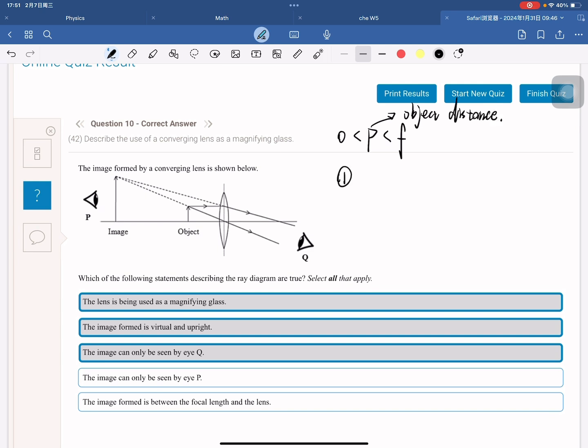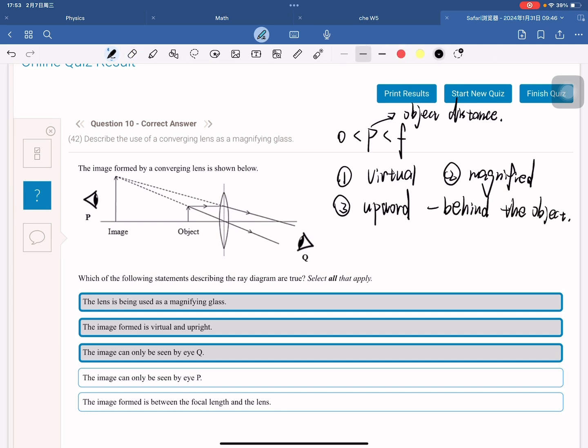Then in this condition, first we know the image is virtual and is also magnified. And the image is upright, behind the object. So the lens is being used as a magnifying glass. It's correct because it can magnify the object. Second one, the image formed is virtual and upright. Correct. The image can only be seen by air cube. Correct, because the image that forms is virtual. So we can only see it before the lens, can't see it behind the lens.